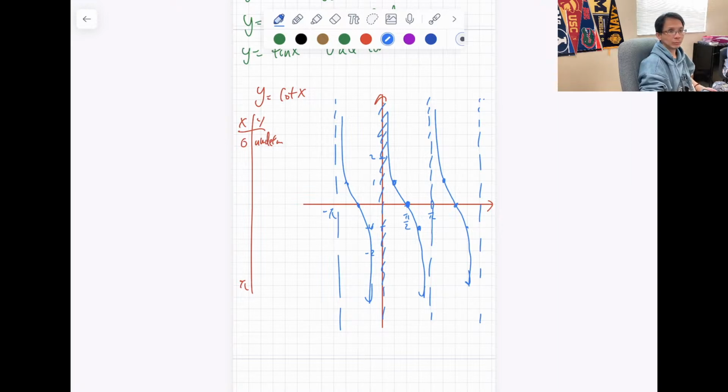Now again, I figure out where the undefined is first. But usually cotangent starts at 0 unless there's a shift. So what do you need to know for the period for tangent and cotangent? Pi over b. So you have to know that. So you know at every pi there's going to be another asymptote. Now, in the middle of two asymptotes is going to be the midline, and the other way it's going to go the other way. Cotangent is going to be this way. Tangent is going to be this way.